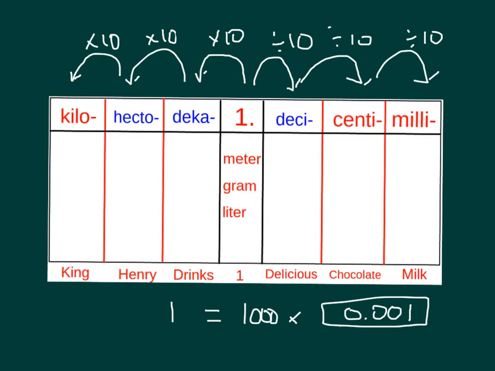Same type of way, if we were thinking of centi, we know that 1 meter equals 100 centimeters. So 1 liter equals, and we'll look at that on another screen.